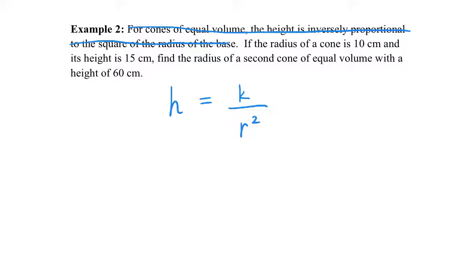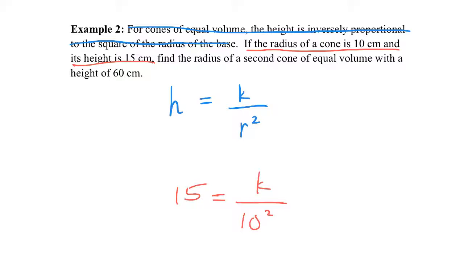If the radius of the cone is 10 centimeters and the height is 15, well, that gives me a condition. Let's underline that in red. That's my condition that's given. So let's go ahead and apply that condition. If the radius is 10, when the height is 15, and then it says the next part, we're going to go ahead and find the radius, but I can't. I can't do the second part.